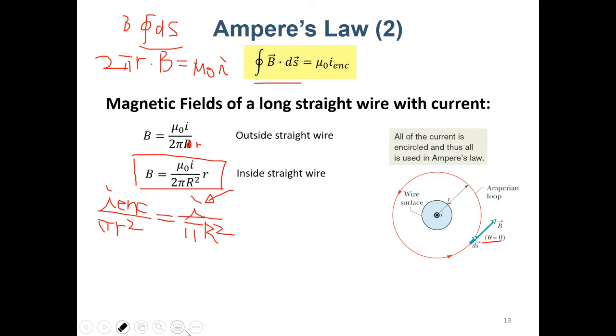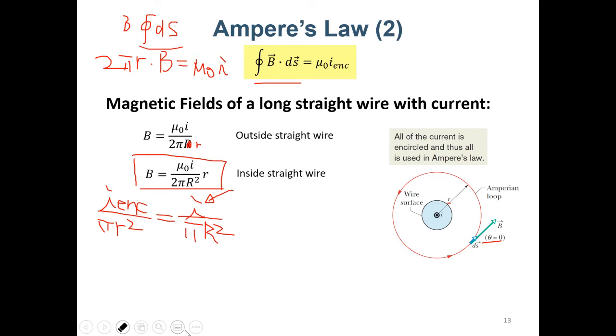Maybe I draw it on the right board. So now for this wire, we draw it like this. This is R. And this is the current. And then suppose we have an Ampere's loop inside the wire. This is the Ampere's loop. And this is small r. So for the total wire, we have the current of I, and then the area is pi R squared. And suppose the current is uniformly distributed across this cross section. So for this Ampere's loop, the I enclosed is the current enclosed by this loop, and the area of this part is nothing but pi r squared.